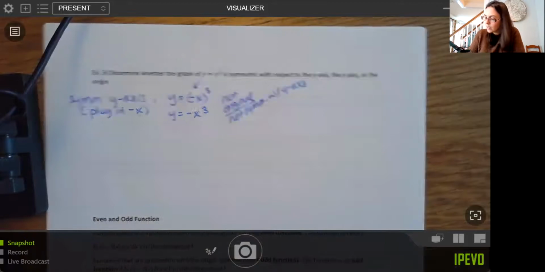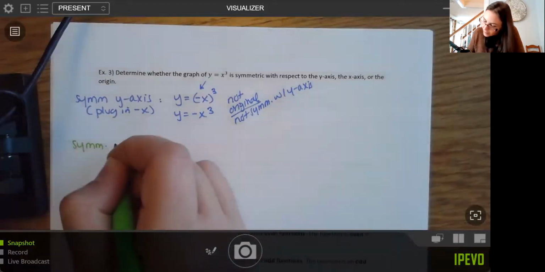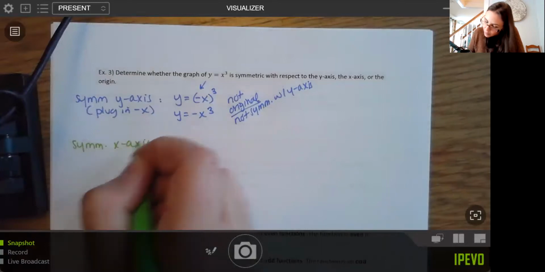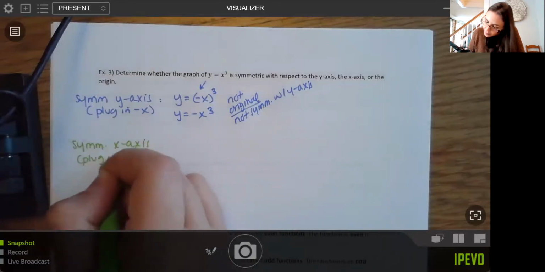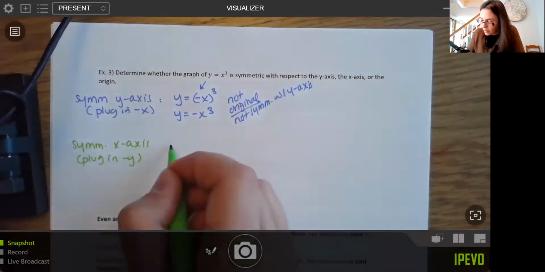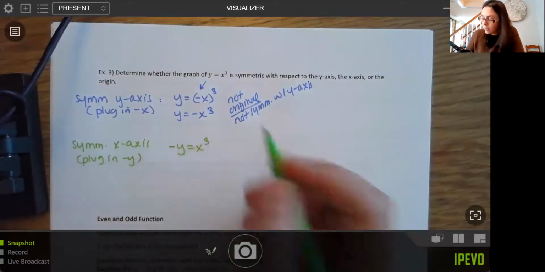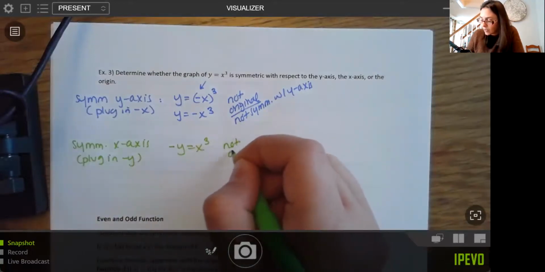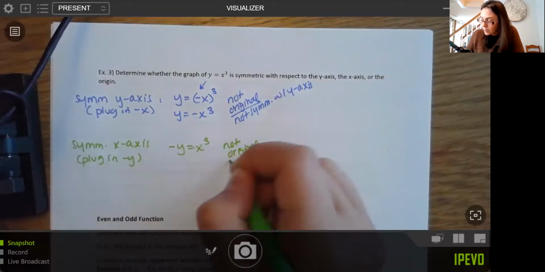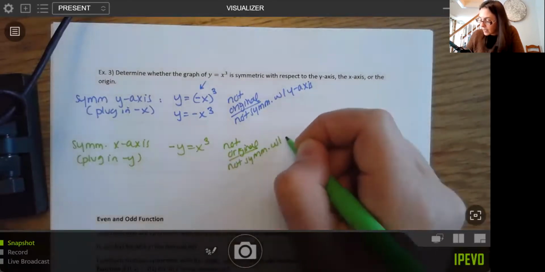I'm going to try the next one here. Symmetric with the x-axis. So I plug in negative y. So I go back to my original, I replace it with negative y. No simplifying to do here. This is also not the original. So it is not symmetric with the x-axis.